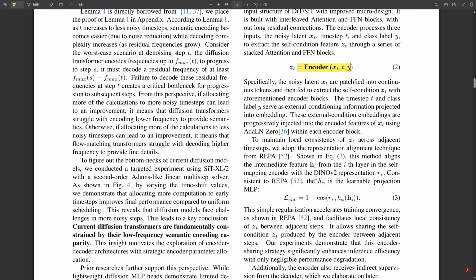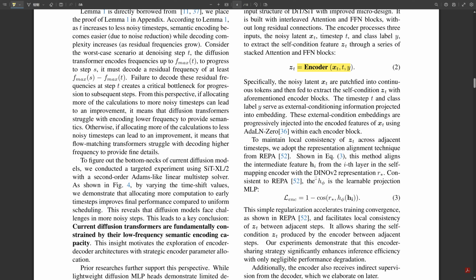What about the how, the velocity decoder? The velocity decoder takes over from there. It gets the noisy image, the time step, and that self-conditioned feature from the encoder. So it gets the semantic guide. Yes, and its job is to predict the velocity field. Think of it as predicting the direction and speed each pixel needs to move towards the final clean image. It's focused on generating the high-frequency details guided by the semantics.